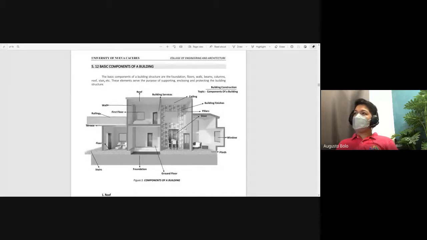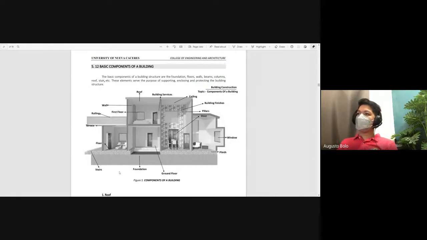Okay. Basic components of a building, we have this foundation. Apart from the building structures, we have the foundation, the floors, the walls, the beam, column, roof, stairs. These serve as the supporting and the enclosing, protecting part of your structure. Let's identify one by one.